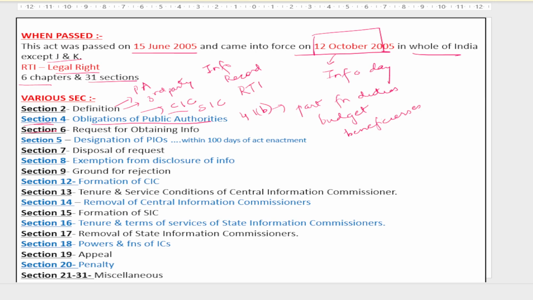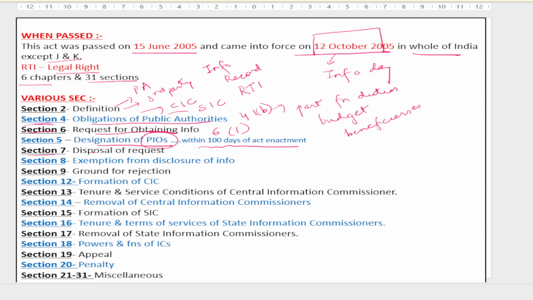In Section 6, it deals with the request for obtaining information. So any citizen can file an RTI application under Section 6, subclause 1 of the Act. Section 5, it deals with the designation of the public information officers. So within 100 days of the enactment of RTI Act, every public authority needs to appoint a public information officer.